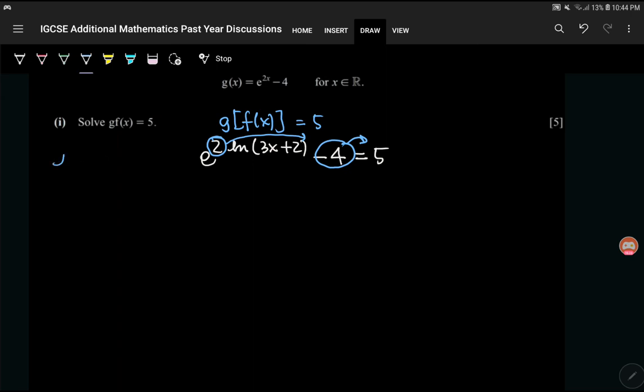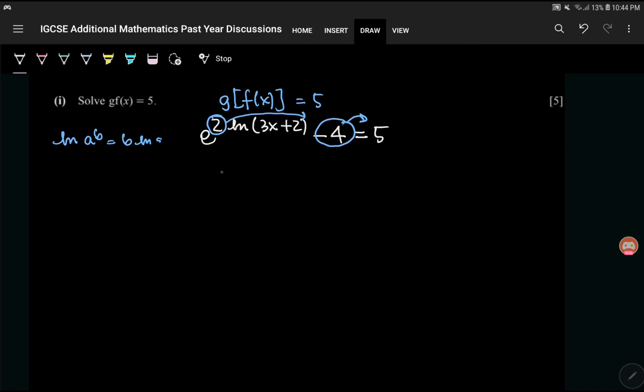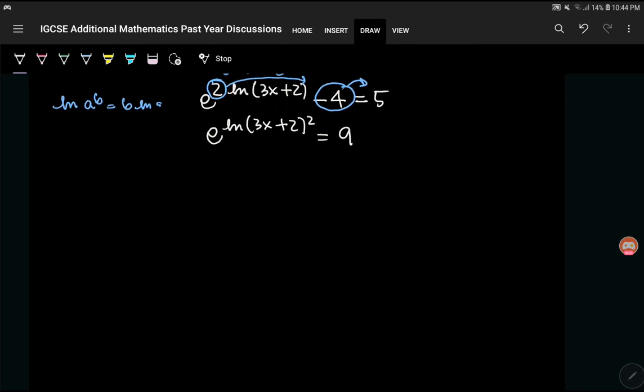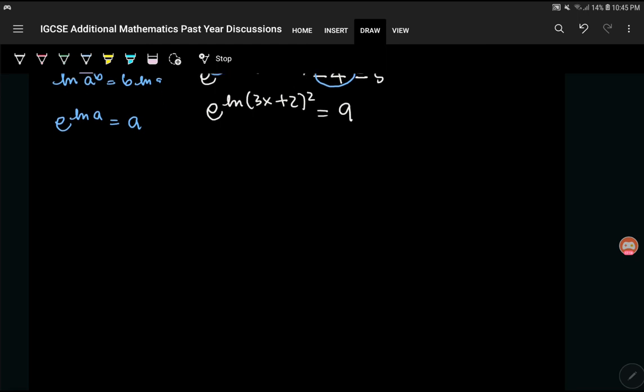So we have ln a^b is equal to b ln a. You can do it reversely; the reverse is also true. So we have e^(ln (3x+2)^2) equals 9. And then we have e to the power of ln of something. So again, we refer to this rule, where e^(ln a) is equal to a. So e to the power of ln of a gives you a. The e and ln are not there anymore.